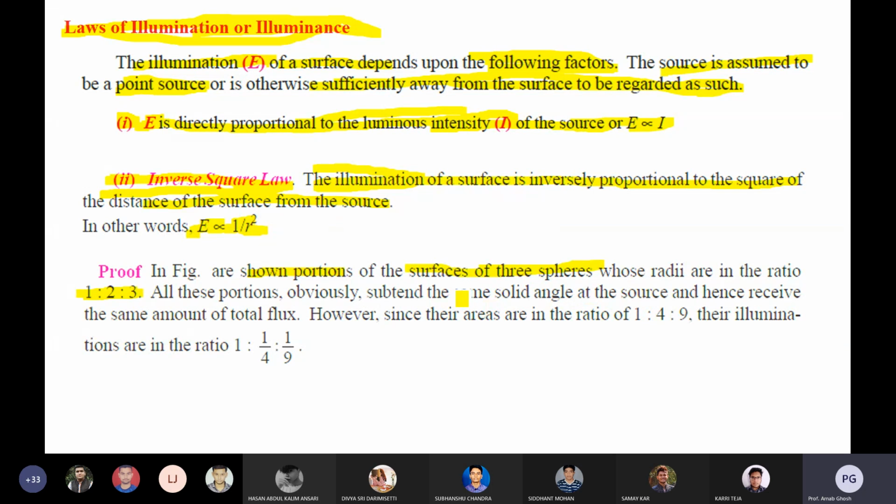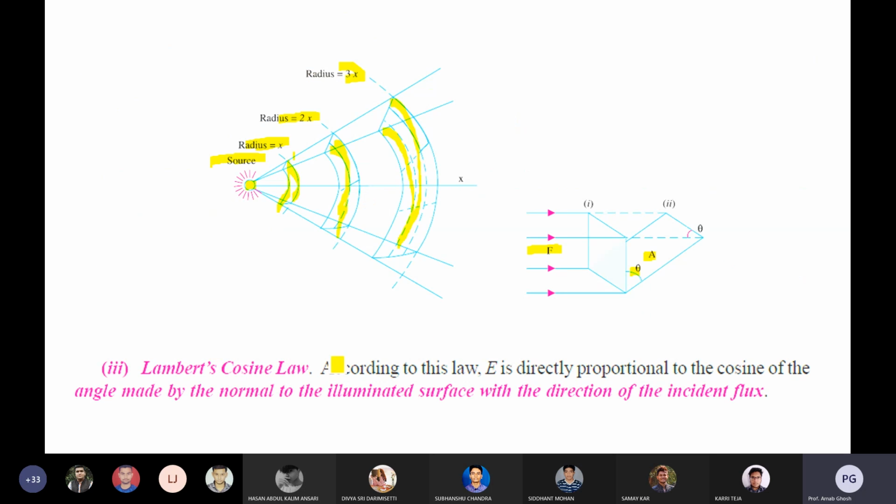All these portions sustain the same solid angle at the source, and hence receive the same amount of total flux. However, their areas are in the ratio of 1:4:9, basically r squared. So the illumination is 1 by r squared, that is 1:1/4:1/9. These are the direct illumination ratios.